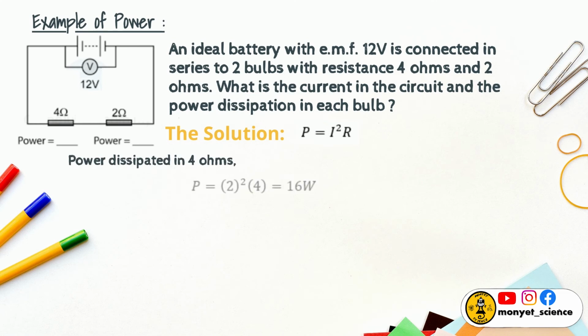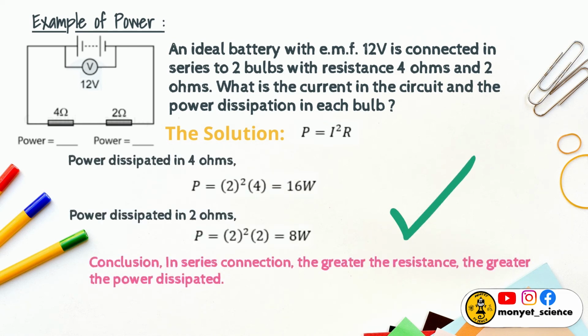Using the equation P is equal to I squared R, we can find that the power dissipated in the 4 ohm light bulb is P is equal to 2 squared times 4, which is 16 watts. The power dissipated in the 2-ohm light bulb is P is equal to 2 squared times 2, which is 8 watts. In conclusion, in series connection, the greater the resistance, the greater the power dissipated.